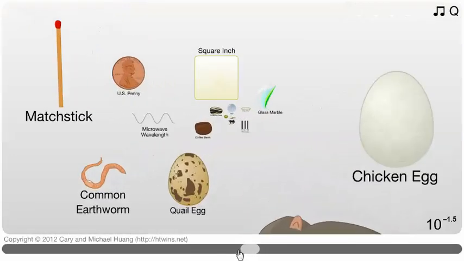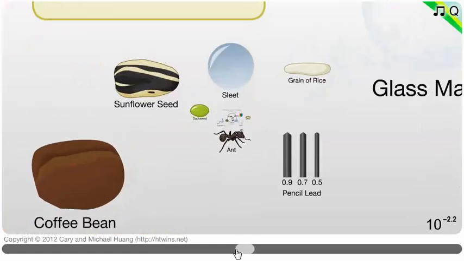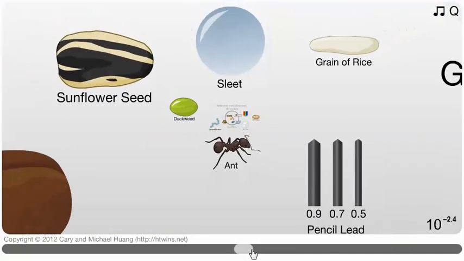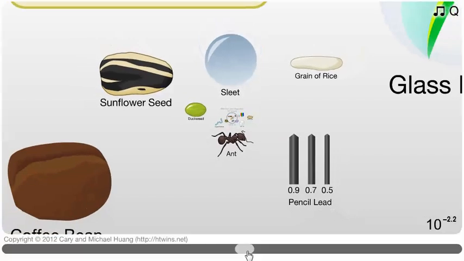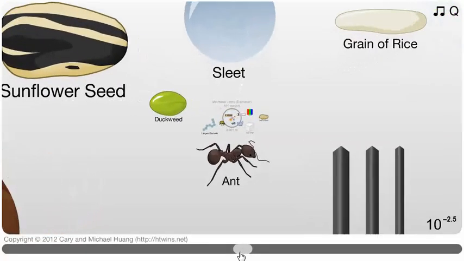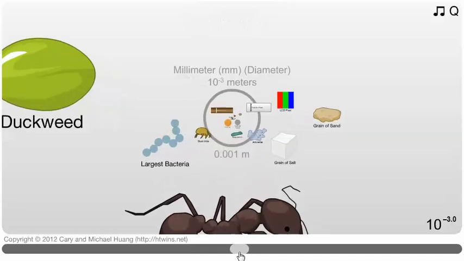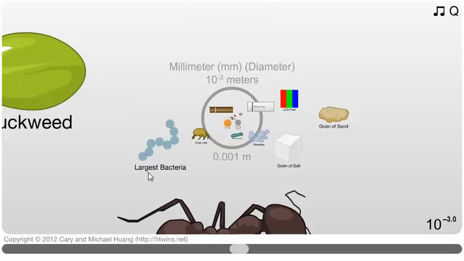So then we go down to 10 to the negative 2. That would be a centimeter or so, and we're in the neighborhood of ants and stuff. Grains of rice. Let's keep going. Remember, we're looking for atoms. All right, so are we getting close? Well, bacteria, they're small. You can't really see them with the naked eye, can you? Dust mites, I don't know, maybe some people can. I know I can't. An amoeba.